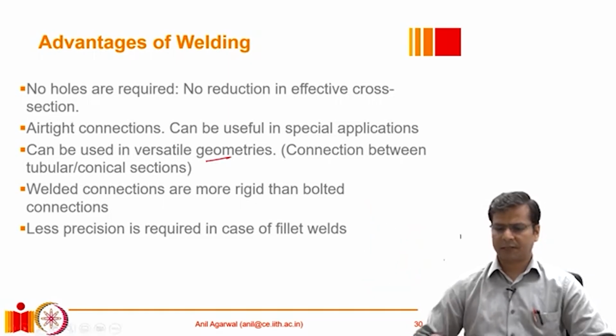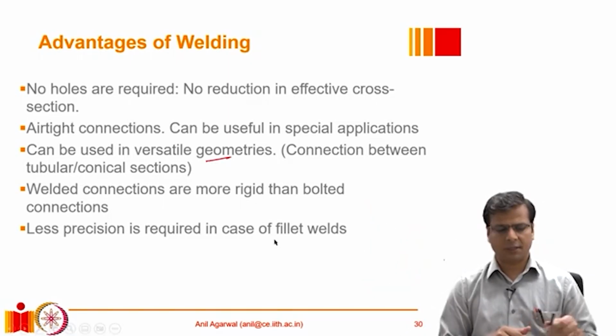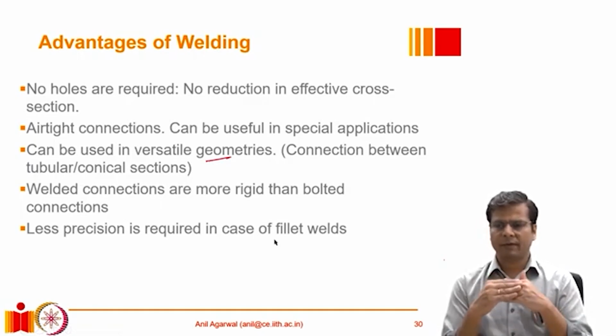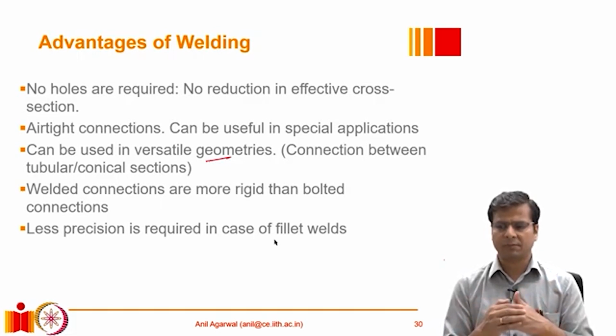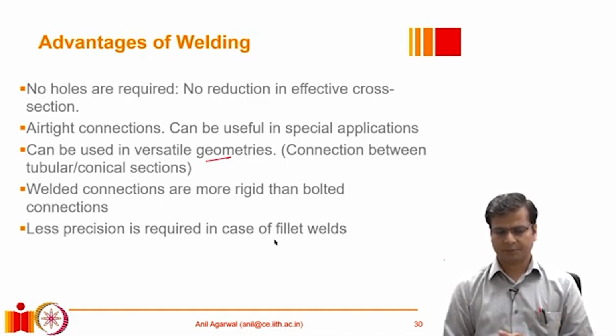Also, welded connections by default are more rigid than bolted connections. Bolted connections usually allow some level of slip, and even if we go for high strength friction grip bolts, first of all, they reduce the cross section area, so automatically that member itself becomes more flexible. But in spite of that, when we compare that with welded connections, we see that they have almost no slip and there is a higher level of rigidity available in welded connections.